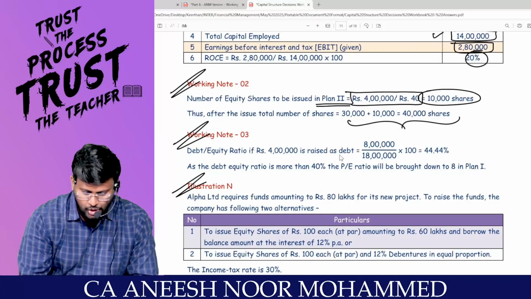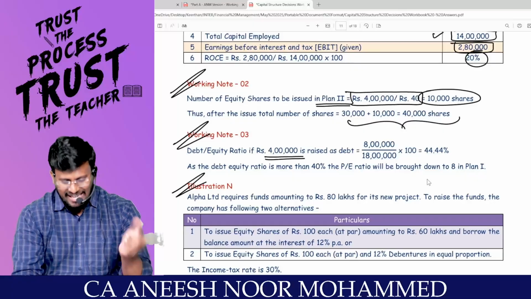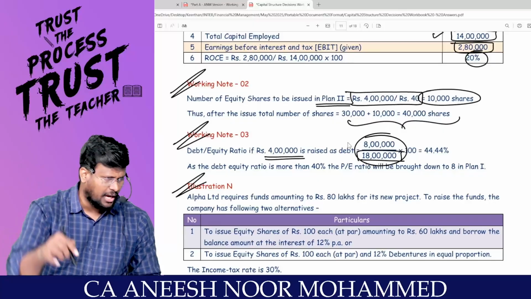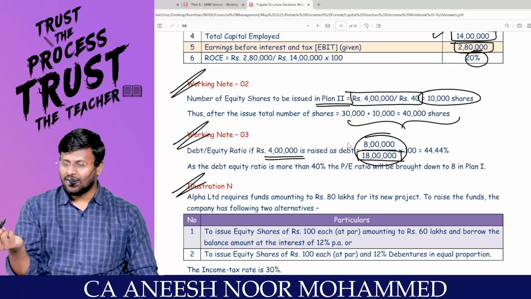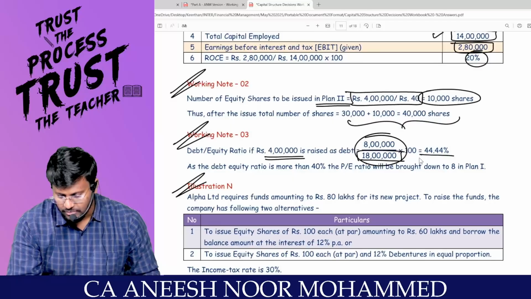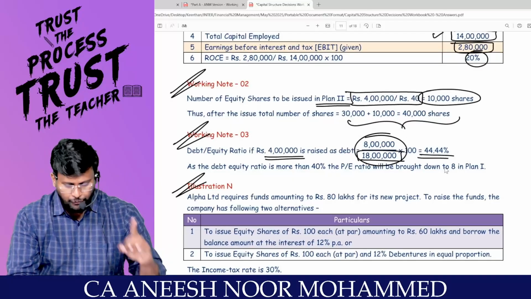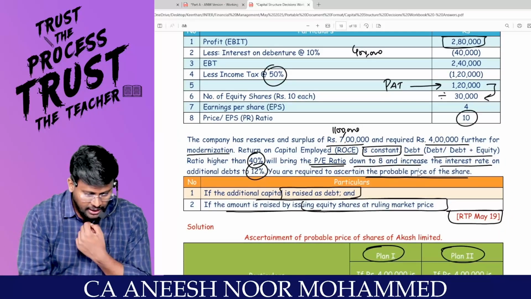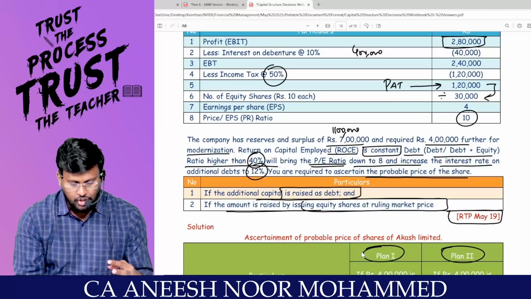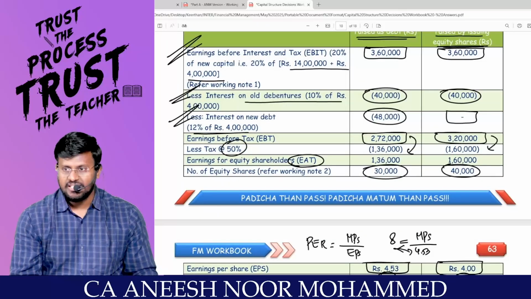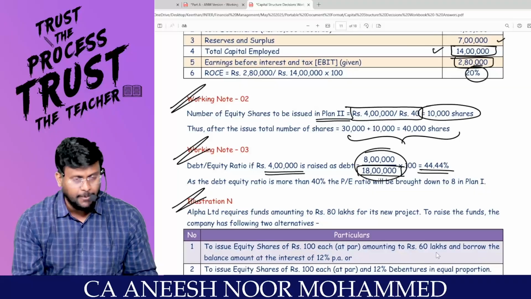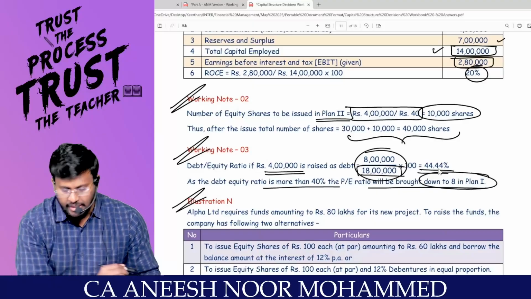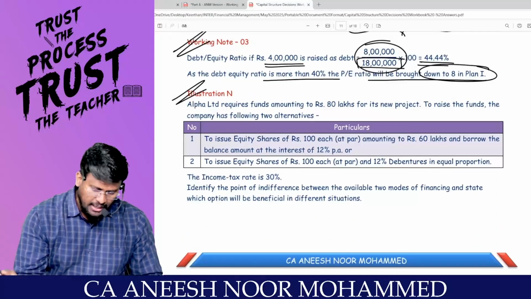So debt equity ratio: if we raise 4 lakh as debt, the total capital employed is 18 lakh. Out of that, 8 lakh will be debt. How 8 lakh? Already 4 lakh plus new debt 4 lakh, which comes to 44.44%. Right, sir? Is there any cutoff given in the question? Yes, sir. If the debt is higher than 40%, then only PE will come down. Now the debt in the capital structure is 44%. As the debt equity ratio is more than 40%, the PE ratio will be brought down to 8 in plan number 1. Comfortable? I hope that you also got the right answer.